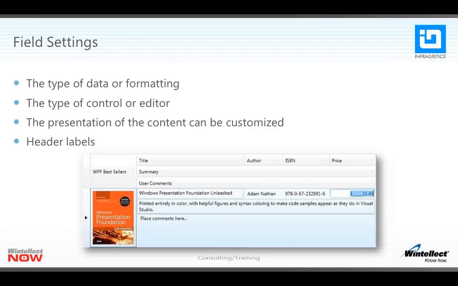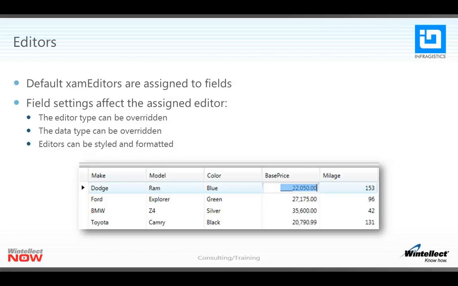Field settings specify the type of data or formatting, the type of controller editor, the custom presentation for the content, and header labels to override the generated header name. By default, XAM editors are assigned to the fields. Field settings affect the assigned editor. The editor type can be overridden in the field settings. The data type can also be overridden in the field settings. Editors can be styled and formatted as well.